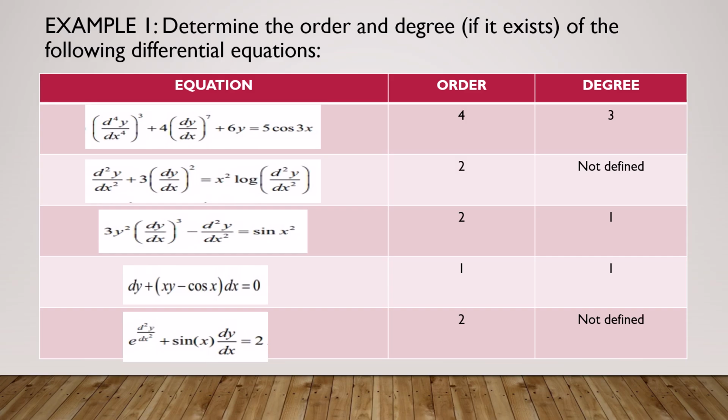Next one, e raised to d square y by dx square plus sin x into dy by dx equal to 2. Highest order derivative is d square y by dx square. So obviously order is 2. But derivative exists for the exponent function. So the degree will not be defined.